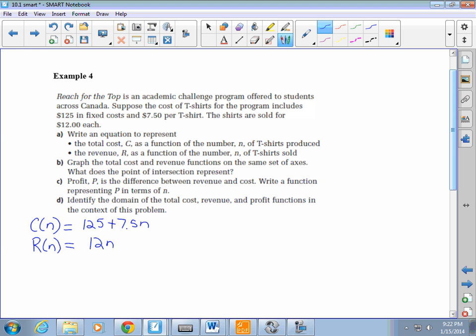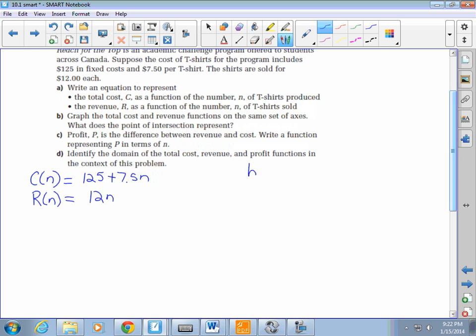So part B says, graph the total cost and revenue functions on the same set of axes. What does the point of intersection represent? So if I were to graph this, I'll put B over here. Going across the bottom here, this is my n, my number of shirts. And going up the side, I'm going to have my cost and my revenue.